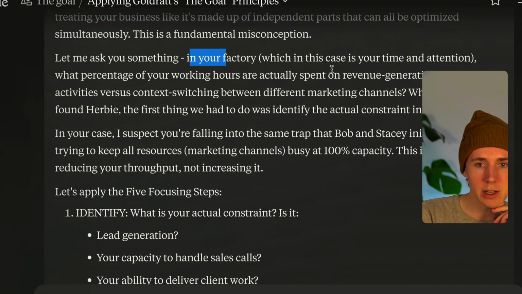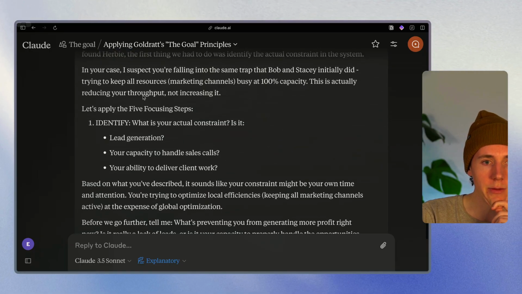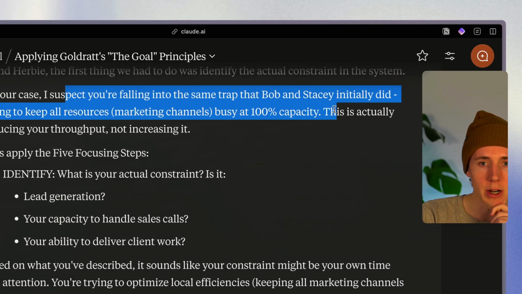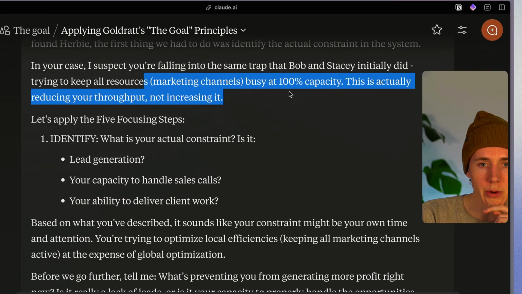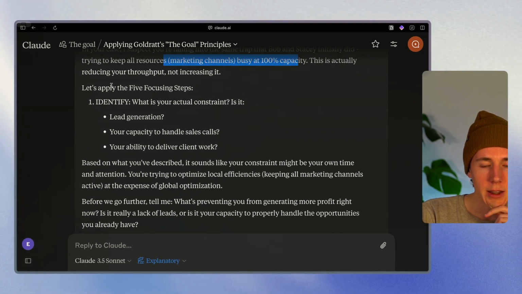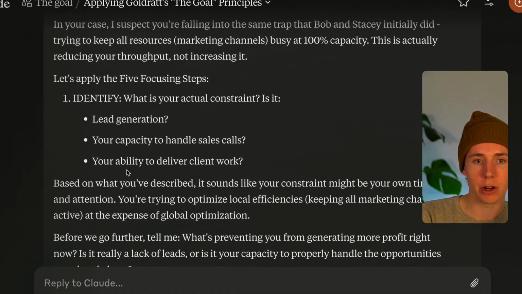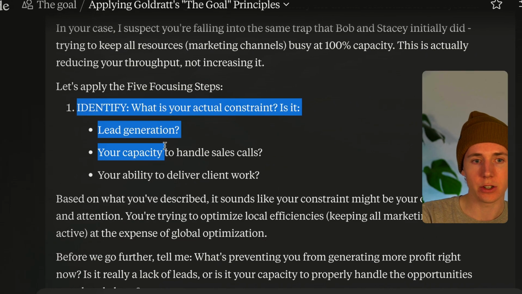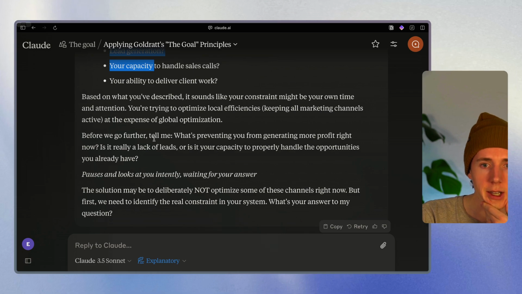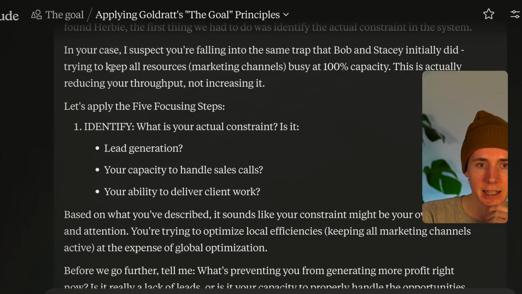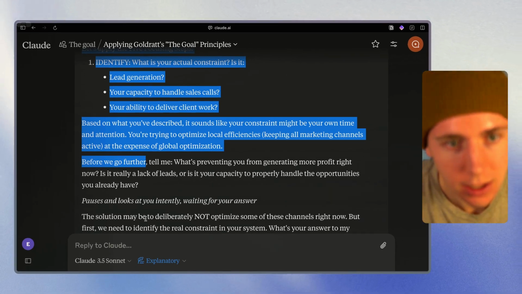In your factory, which in this case is your time and attention, what percentage of your working hours are spent on revenue generating activities? I suspect you're falling into the same trap that Bob and Stacy did, trying to keep all resources busy at 100% capacity. Let's start by identifying your constraint. And this is exactly what the lessons of the book are: identify the constraint, exploit the constraint, drop everything and fix the constraint, move on to the next thing. So this is like to a T. It's just walking me through how to integrate the ideas in this book.